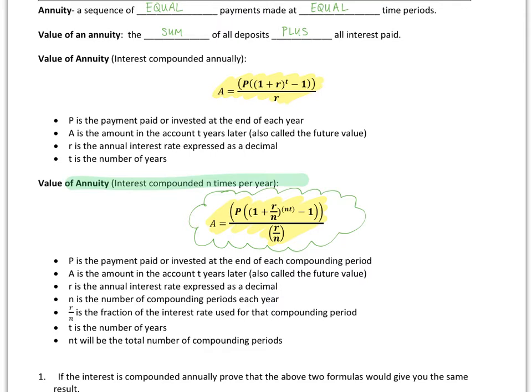The variables still represent the same thing. P is the amount that we're paying each period, or our principal each period you can think of. A is the future value. r is the annual interest rate as a decimal. n is the number of compounding periods each year. t is the number of years.